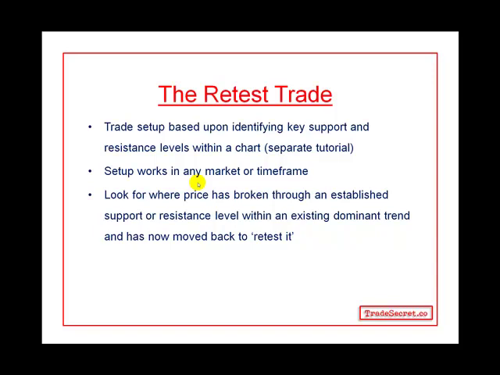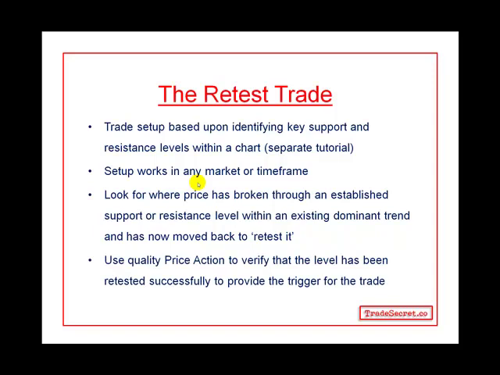So obviously we're looking for resistance levels to be broken through when we're in an uptrend, and we're looking for support levels to be broken through when we've got an existing downtrend, and then we're looking for the move after it, the counter trend move, back to retest it. We often find that support becomes resistance and resistance becomes support when it's broken through, and that's the essence of this trade really. We use quality price action to verify that the level has been retested successfully, and that is key, and it also provides the trigger for the trade.